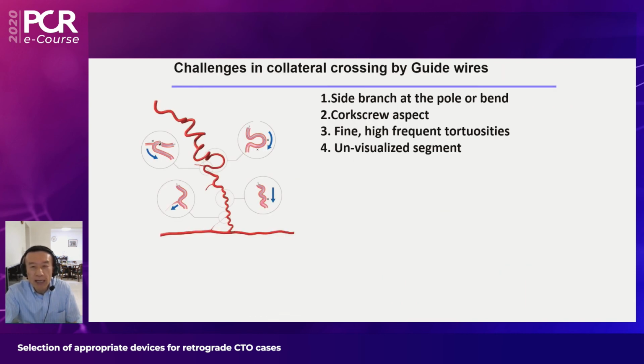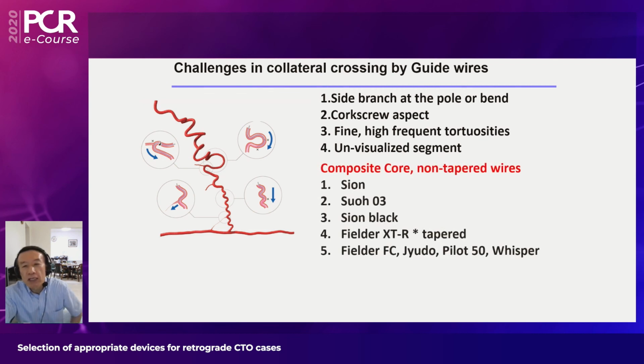Challenges in collateral crossing by guide wires will be a lot if you dichotomize those kinds of anatomical problems. You have to deal with the side branch at the pole or bend, the corkscrew aspect, or the fine high-frequency tortuosity and invisible segments. But what do we choose for the guide wire next? Probably we need a composite core non-tapered wire first, such as the Sion, SUOH 03, Sion Black, or the Fielder FC, or the Judo wire Pilot 50 in the past. But sometimes, as a last resort, it would be the tapered wires, such as the Fielder XTR.